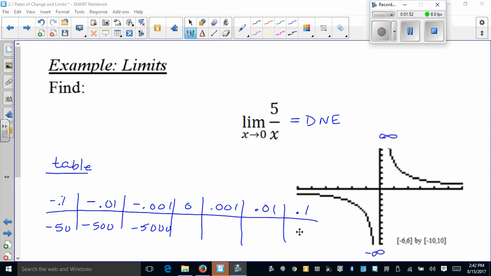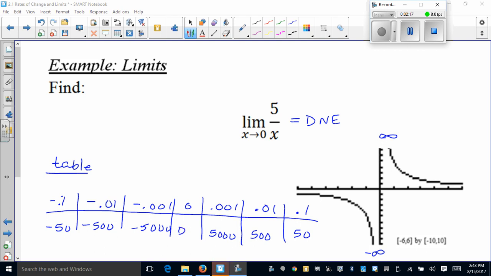Now be careful here, because negative 5,000 and 5,000 are not the same. So your calculator would give you an error, but because this is going to negative infinity and this is going to positive infinity, the limit would not exist. So you can just write DNE, does not exist. Okay, so let's try another one.